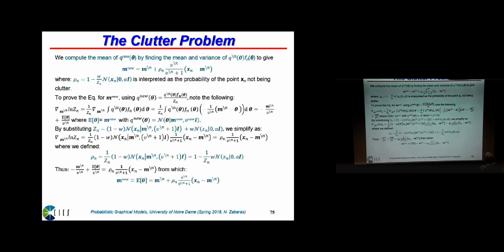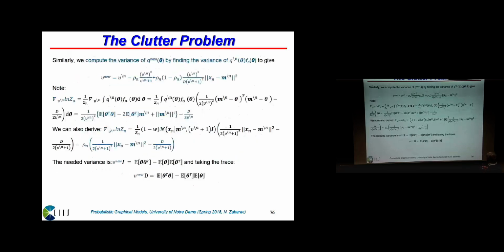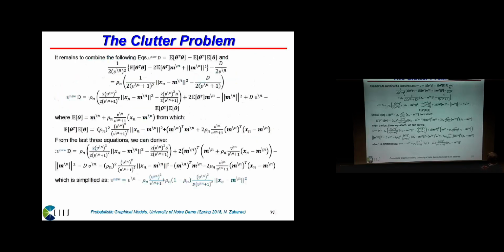Very nice clean formula, where this coefficient looks like the probability of the point xn not being a clutter, okay? So again, an analytical expression for this. The mean of the Q new distribution is known. The variance of the Q new distribution is also known analytically. Two pages of slides of derivation. All the calculations are in the slides.